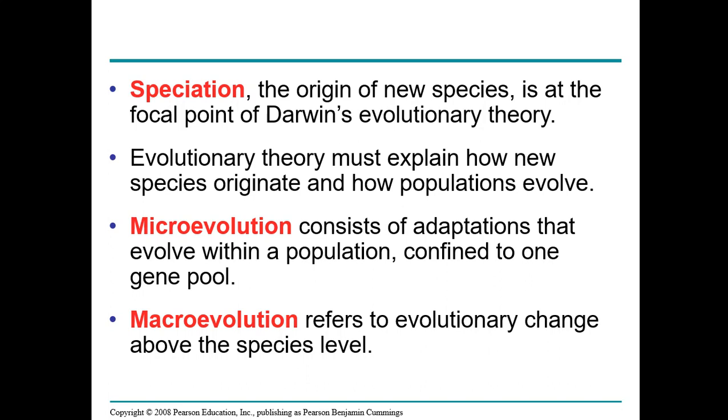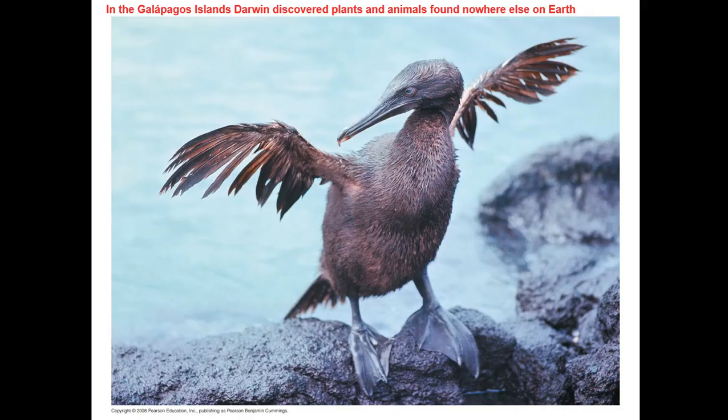Anyway, I already discussed microevolution in chapter 23, so you need to review that. On the other hand, we have macroevolution, which refers to evolutionary change above the species level. Their definition is very general, but I hope later on we can distinguish them.